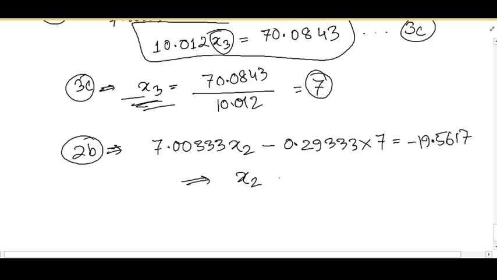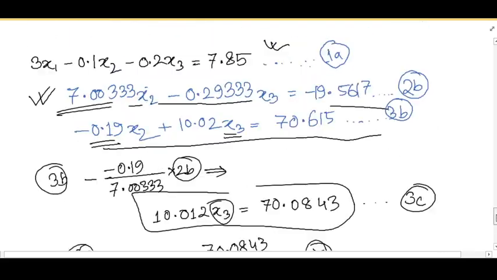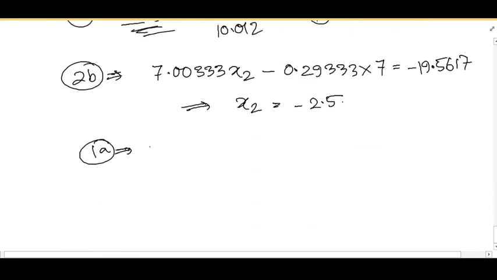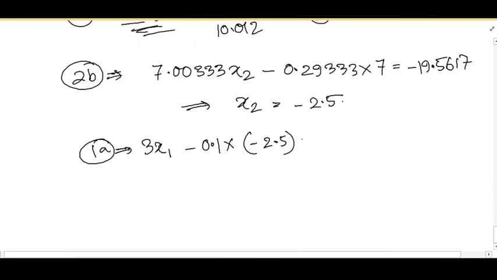So from this equation x2 can be easily calculated, and x2 will in this case be minus 2.5, and the similar thing we'll have to apply over equation 1a, which is this one. So 3x1 minus 0.1 multiplied by minus 2.5, and minus 0.2 multiplied by the x3 value, 7, which is equal to 7.85, and from this equation x1 can be easily calculated, as you can see here.